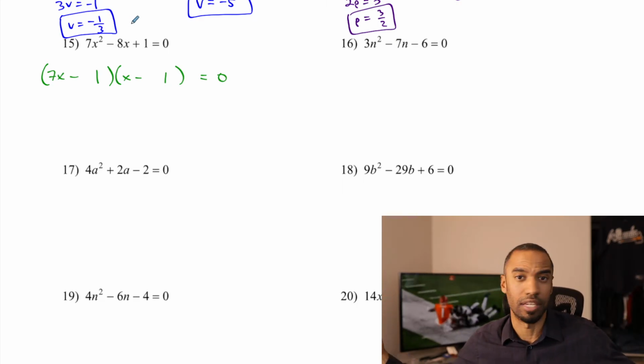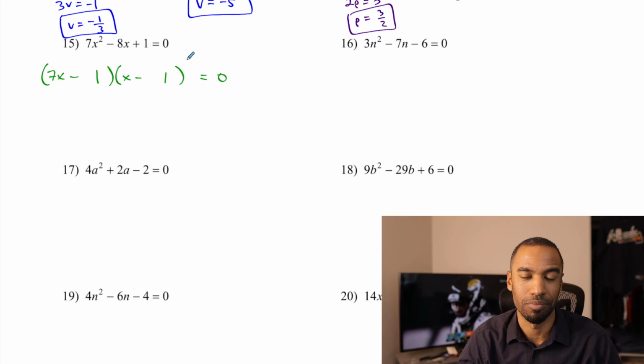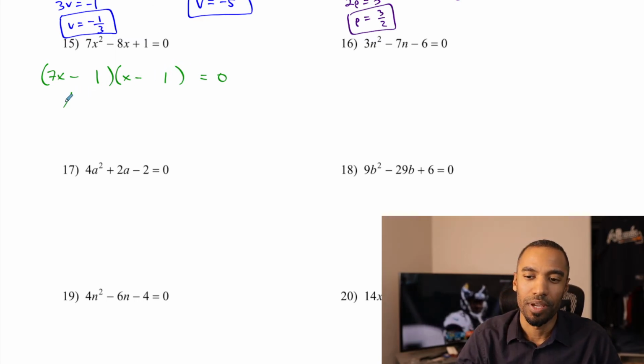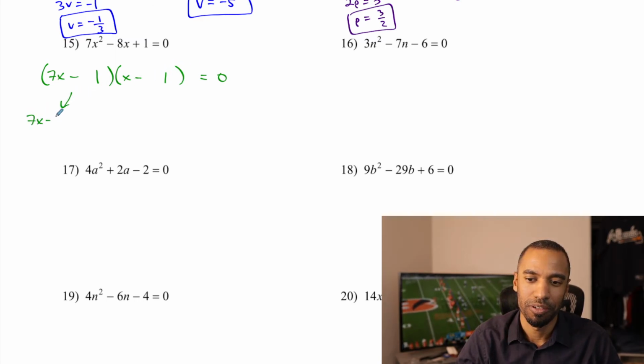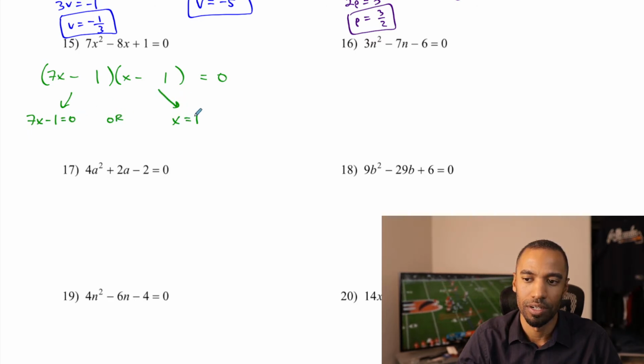That was the only thing we could test. If that wasn't it, it wouldn't work. All right, so there we go. So either 7x minus 1 equals 0, or if x minus 1 equals 0, then x equals 1.